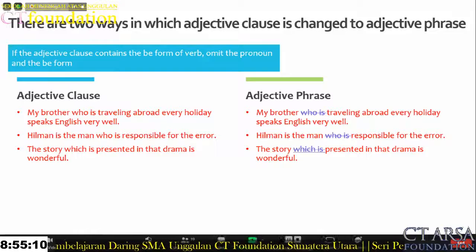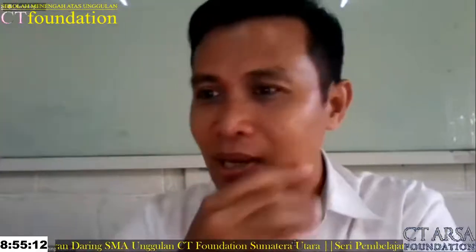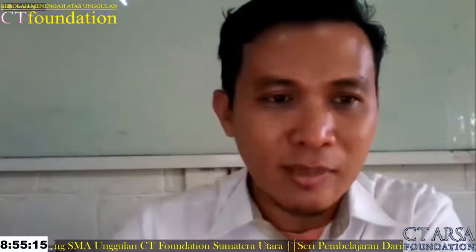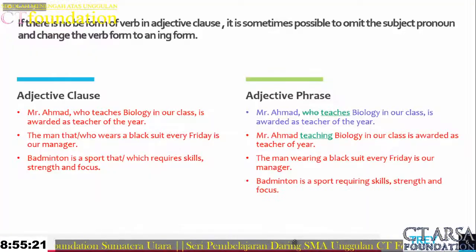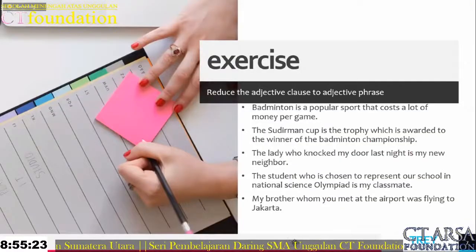Okay, right. So I'm going to give you the sample later, so I hope you will understand more. Okay, let's start with the exercises. Here are the exercises. Look at exercise number 1. Reduce the adjective clause to adjective phrase.